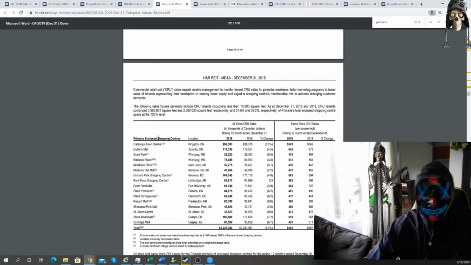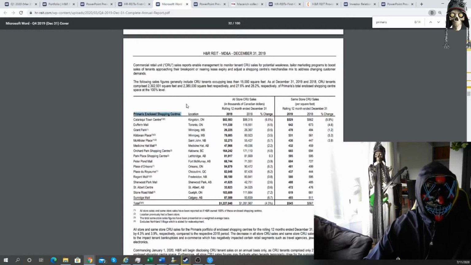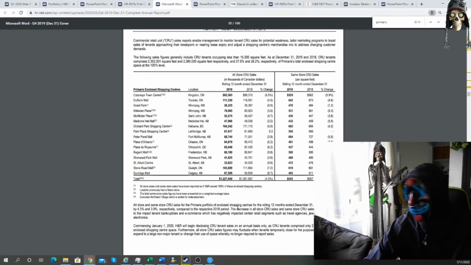And we can see here just a quick pop-up of the enclosed shopping centers that H&R REIT owns. So there's quite a few. I want to point out that they were struggling pre-COVID. Not the collections like they are right now, but the underlying malls weren't doing that great either. Like you can see, sales year over year actually went down 4% for the malls.